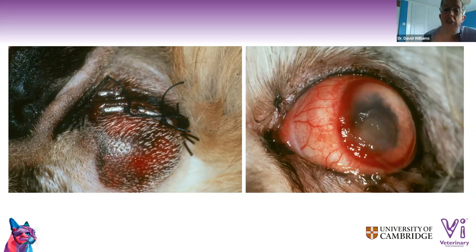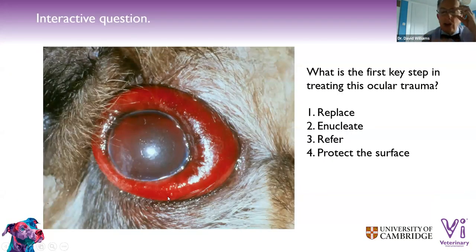But don't enucleate it to start with. If you try to enucleate it at the point when it comes, you're just going to get horrible amounts of blood all over the place. I mean, just a ghastly situation. So protect it, replace it, and then at least you've given the guys the opportunity to think about it and maybe enucleate at a later stage if they need to.